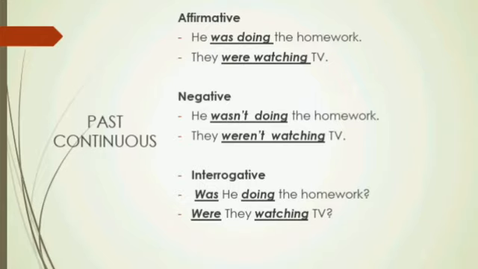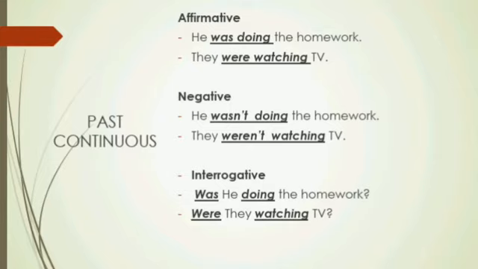We can see the first sentence in affirmative form. He was watching TV. We use was after the subjects I, he, she, and it, and we add ing to the main verb. Don't forget the rules that we need to use with the verbs.